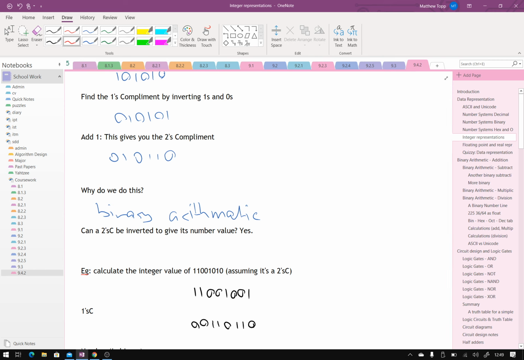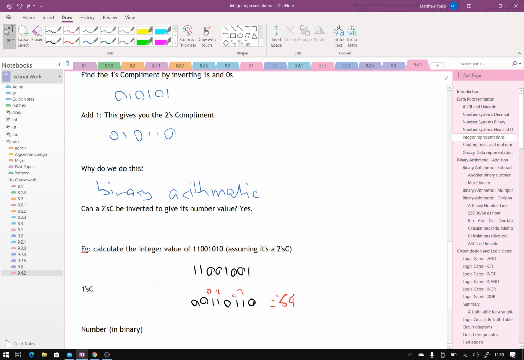So that's 2, 4, 8, 16, 32. 32 plus 16 is 48, 50, 54. Yeah, 54. And because it's a 2's complement, it's minus 54. Because we said this is a 2's complement, it's a negative number. It's minus 54.